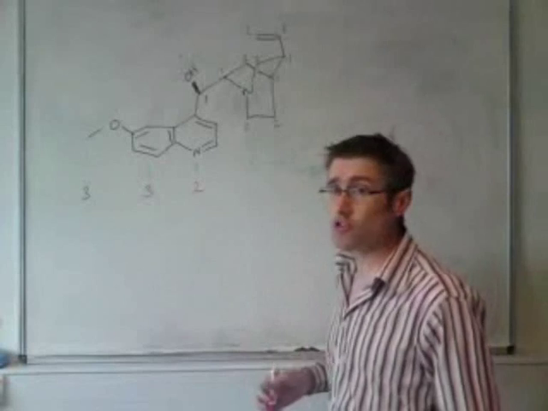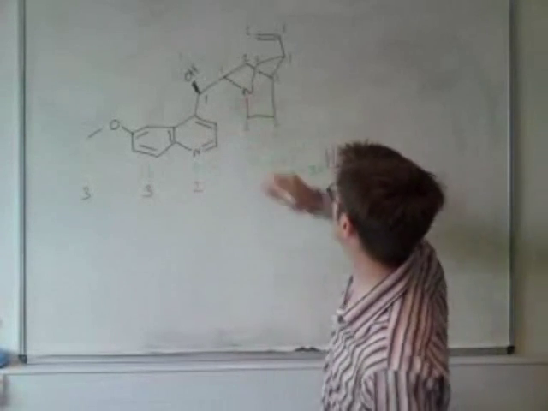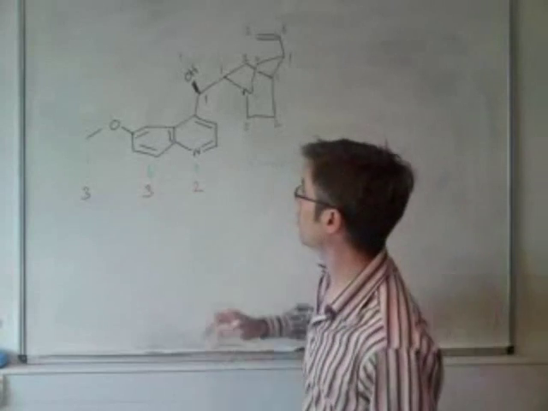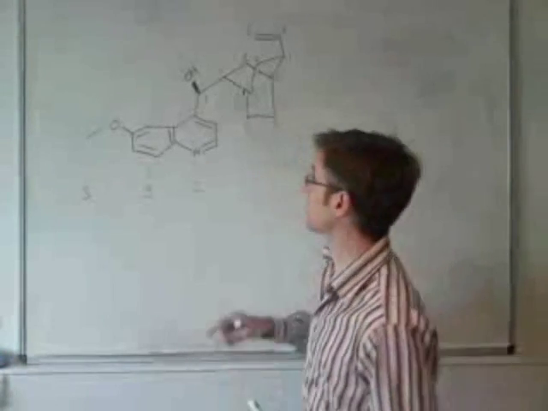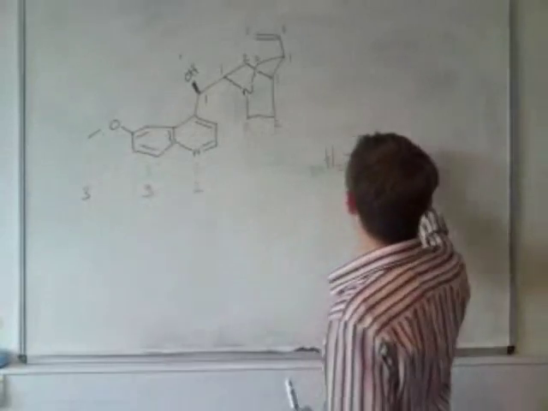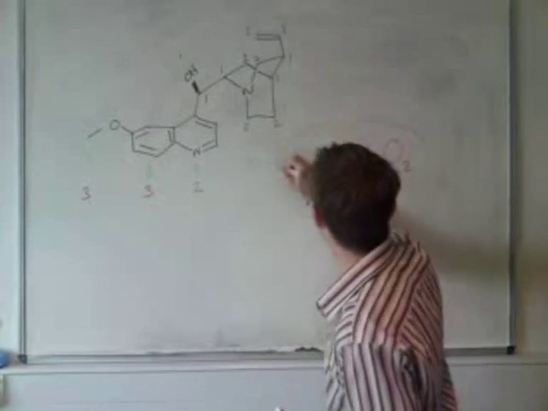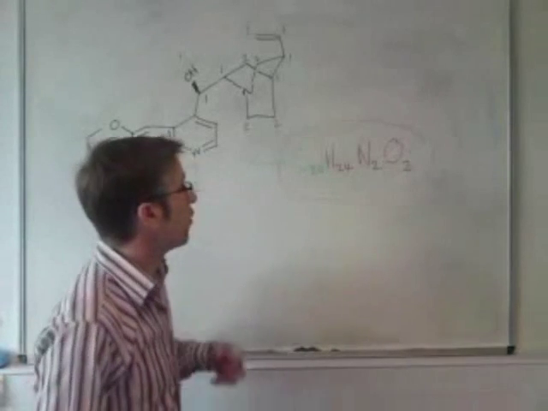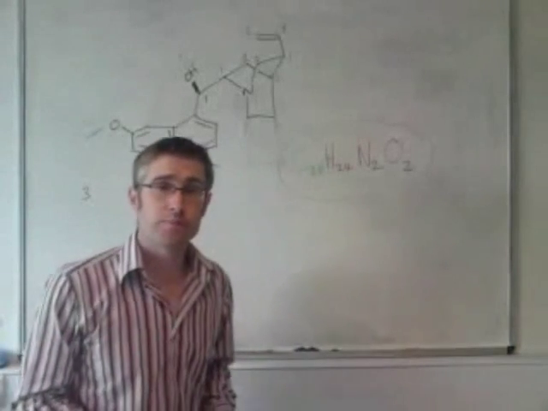We then count the nitrogens, of which there are 1, 2. We then count the oxygen atoms, of which there are 1, 2. And there we have the molecular formula of quinine, C20H24N2O2.